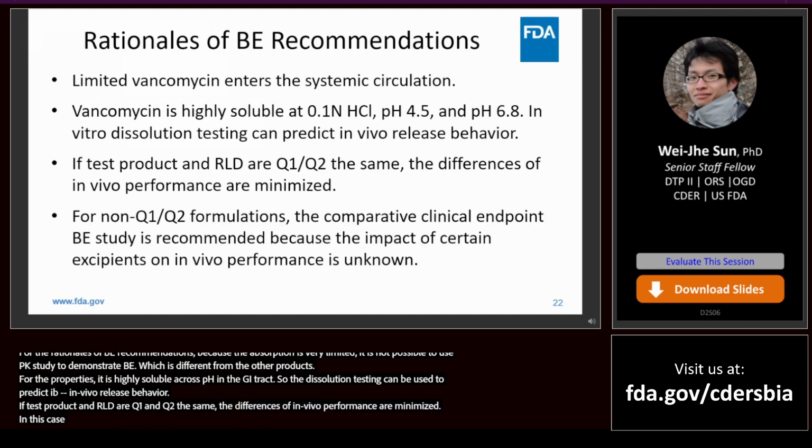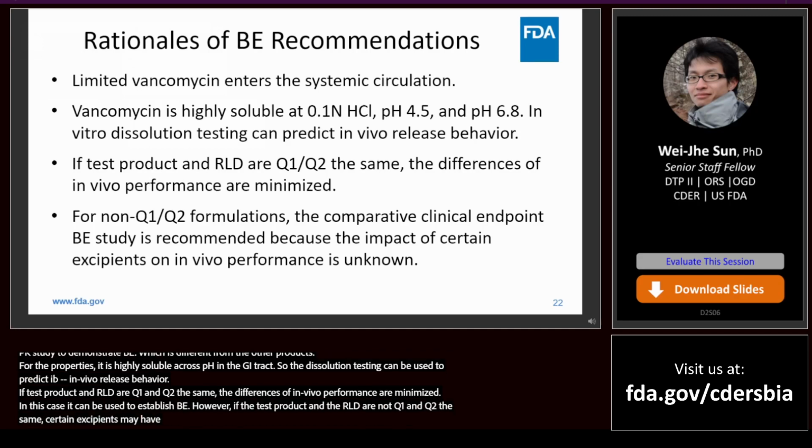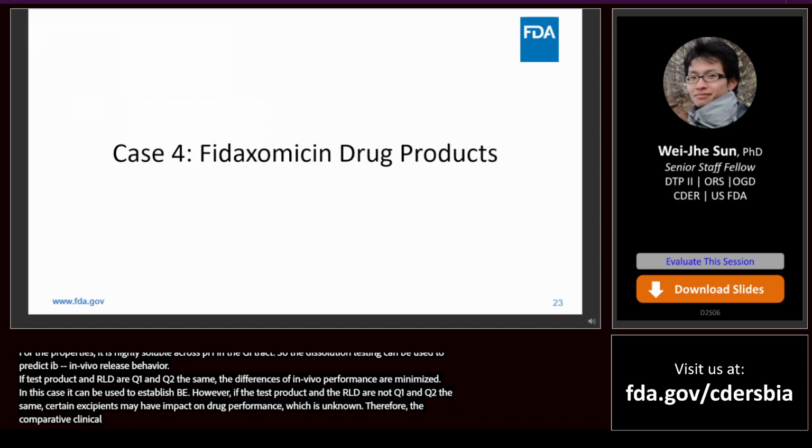However, if the test product and the RLD are not Q1 and Q2 the same, certain excipients may have impact on drug in vivo performance, which is unknown. Therefore, the comparative clinical endpoint BE study is recommended to establish BE.